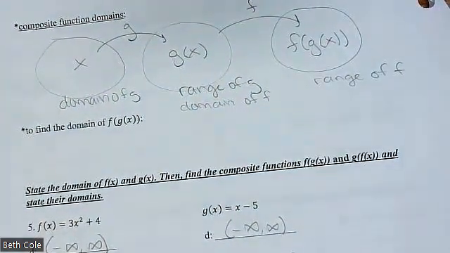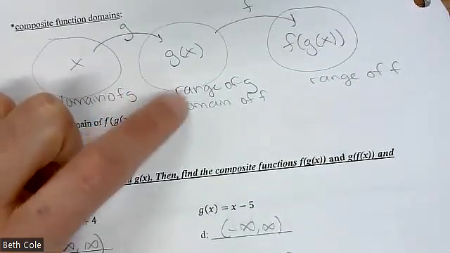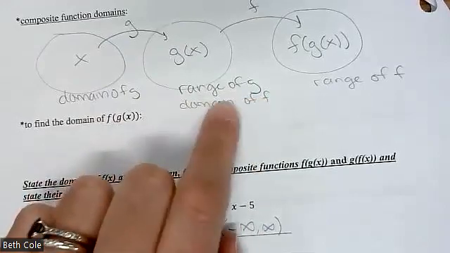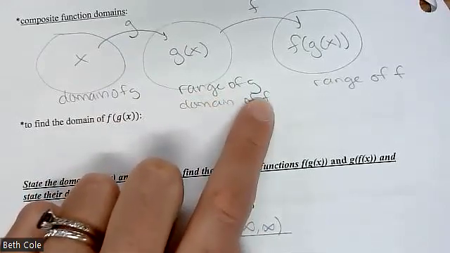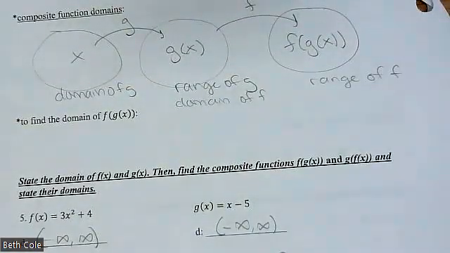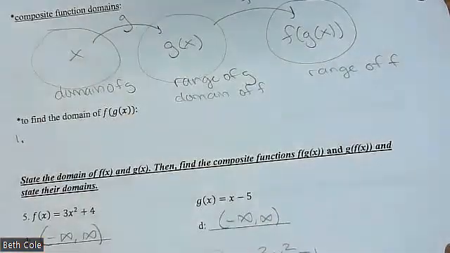So here's where this gets a little complicated. You have to make these two things make friends. The range for g has to comply with the domain of f, and that's where it gets a little tough. Okay, but this is your visual so you can see what's actually happening. So here are your steps. To find the domain of f of g, there are going to be 2 steps here.